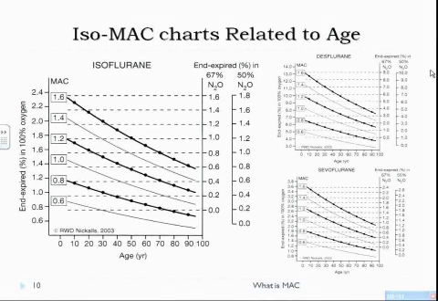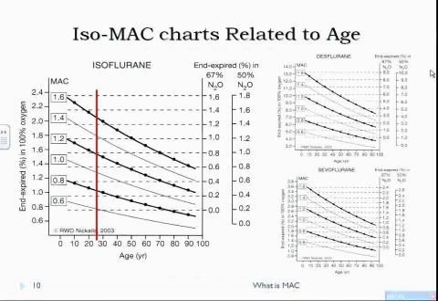Okay, what you have here is the age of the individual. You have the end expired concentration of the gas that you want to achieve, and then this is the value that you should try to achieve if you're using 67% oxygen or 70% nitrous or 50% nitrous. So how does this work?